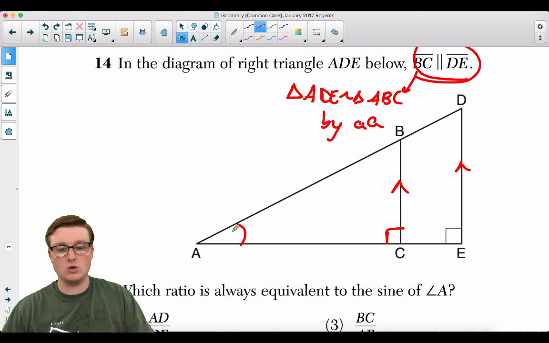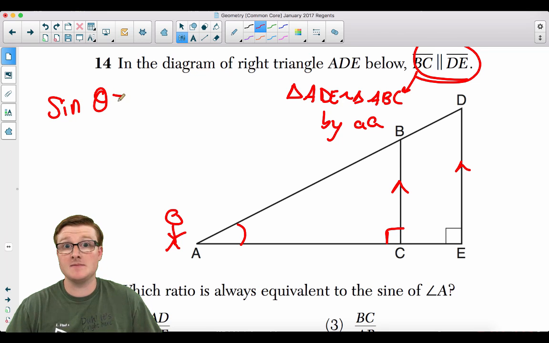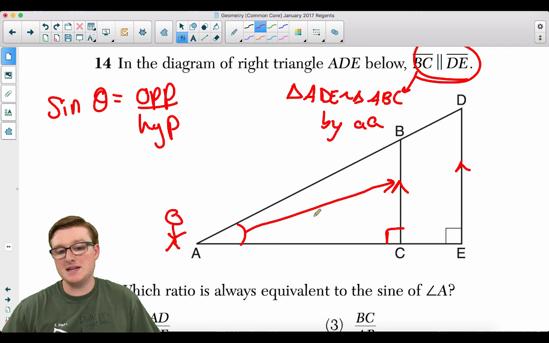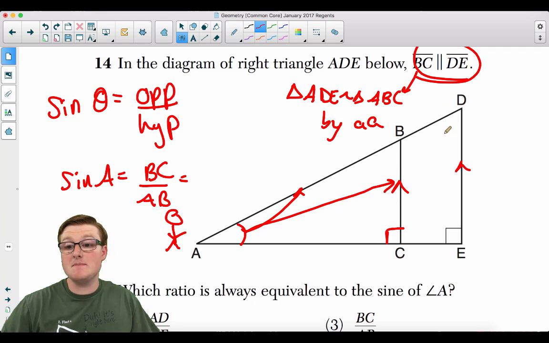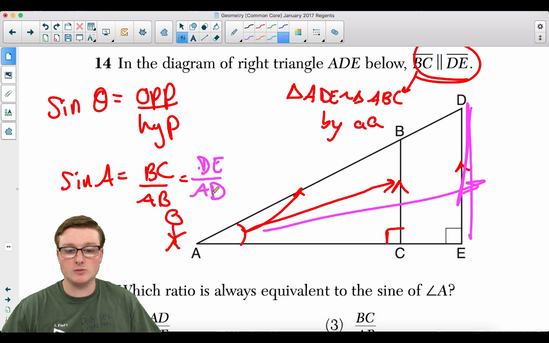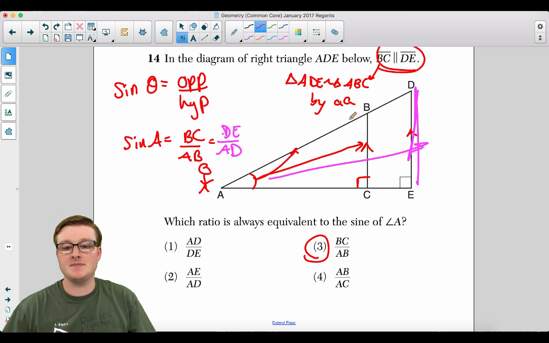Now, which ratio is always equivalent to the sine of A? Well, the sine of anything is equal to the opposite over the hypotenuse, and that's based off of your knowledge of SOHCAHTOA. Now, the opposite of angle A for the smaller triangle is BC over AB. So the sine of A could equal BC over AB, or it could equal the bigger triangle's DE over AD. It could be any one of these two. And if we look at our answer choices, the only one that would work would probably be choice 3, because BC and AB show opposite over the hypotenuse.